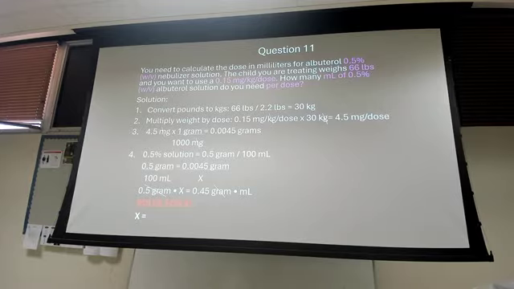So from milligrams into grams, you're going to divide by 1,000 to convert it into grams. And then we'll put that into the proportion, so the 0.5% equals the grams over 100 milliliters, and set that equal to the 0.0045 grams over x. And then when we solve for that, we'll get 0.9 milliliters.